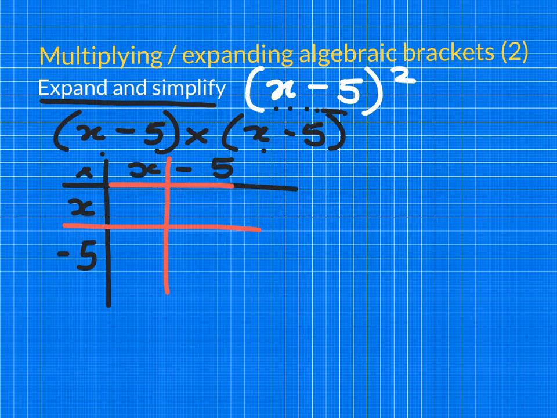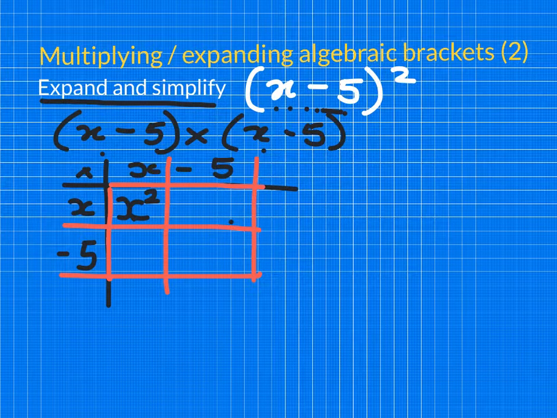Here is our rectangle, and we're going to work it out in 4 parts, and then the areas of these 4 parts are going to be combined or added together to find our total area. In this box, we're going to do x times x. X times x is x squared. In this part, we're going to do negative 5 times x. Negative 5 times x is written as negative 5x.